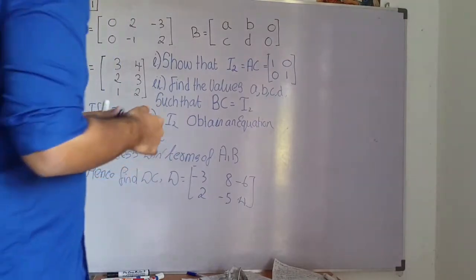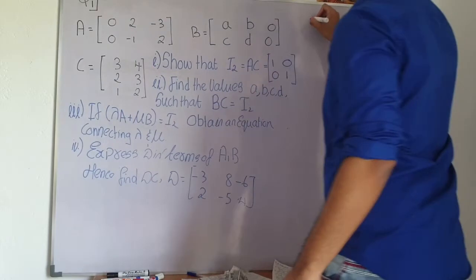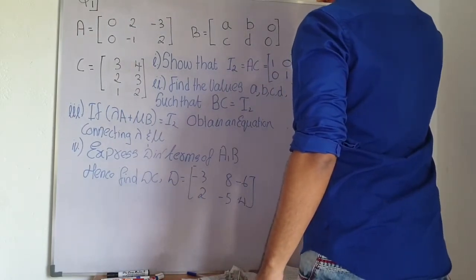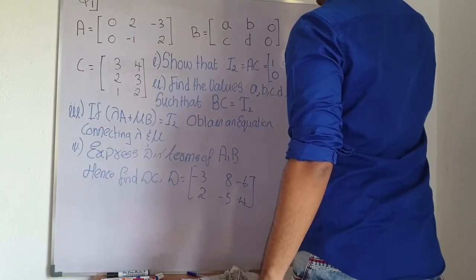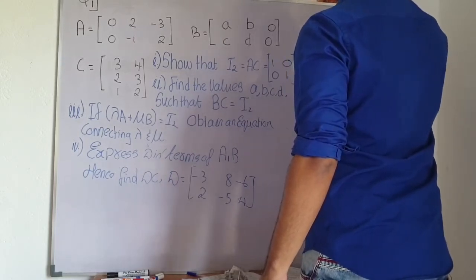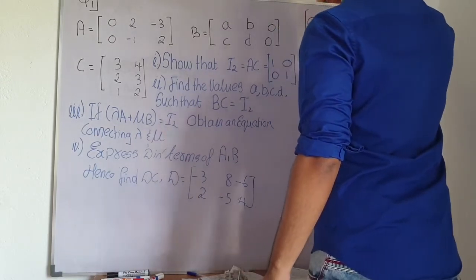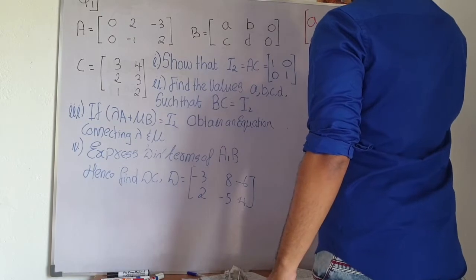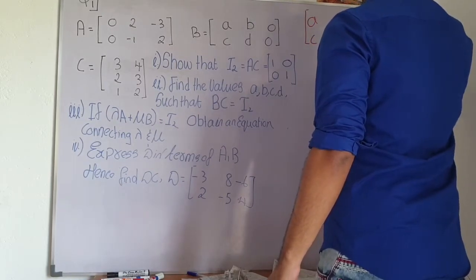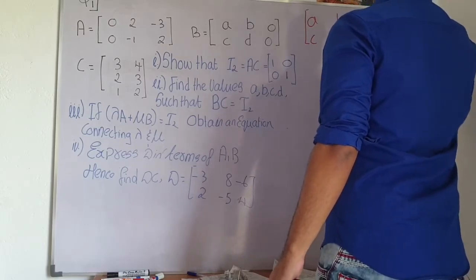So how are you going to do this? BC is going to be A, B, 0, C, D, 0, multiplied by 3, 2, 1, 4, 3, 2.